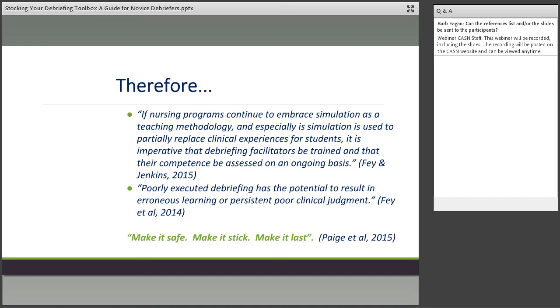And this is one that I like. This is from an article I found. Make it safe. So make a safe environment. Make it stick. You're going to reinforce those messages, rebuild, reinforce those frames, and make it last. What do the students know before they go out the door?